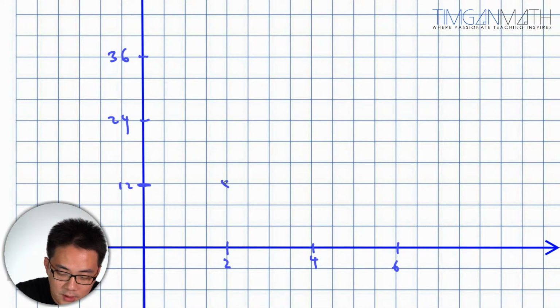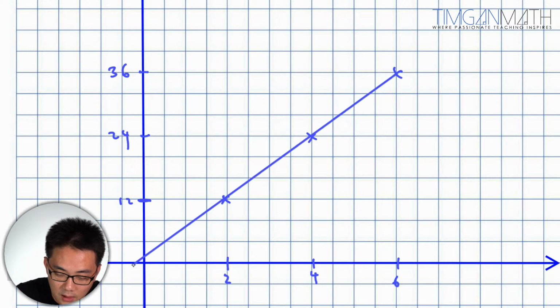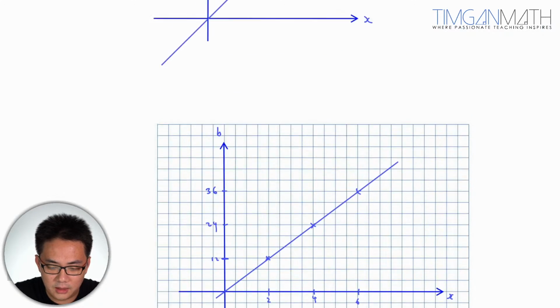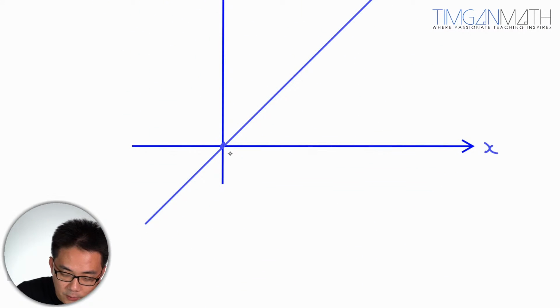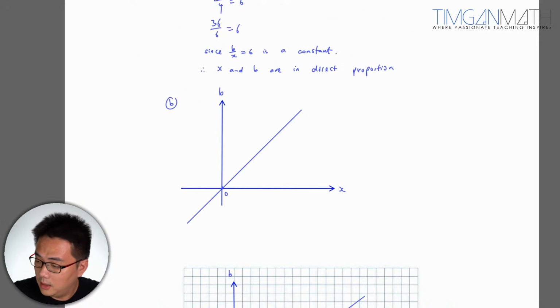Okay, if you were to plot this graph here, just plotting them, you realize actually it's a straight line passing through the origin here. So that's why this is b against x is a graph like that. It's a typical direct proportion graph, which is a straight line that passes through the origin. Okay, so this is how you do this question here proficiently.